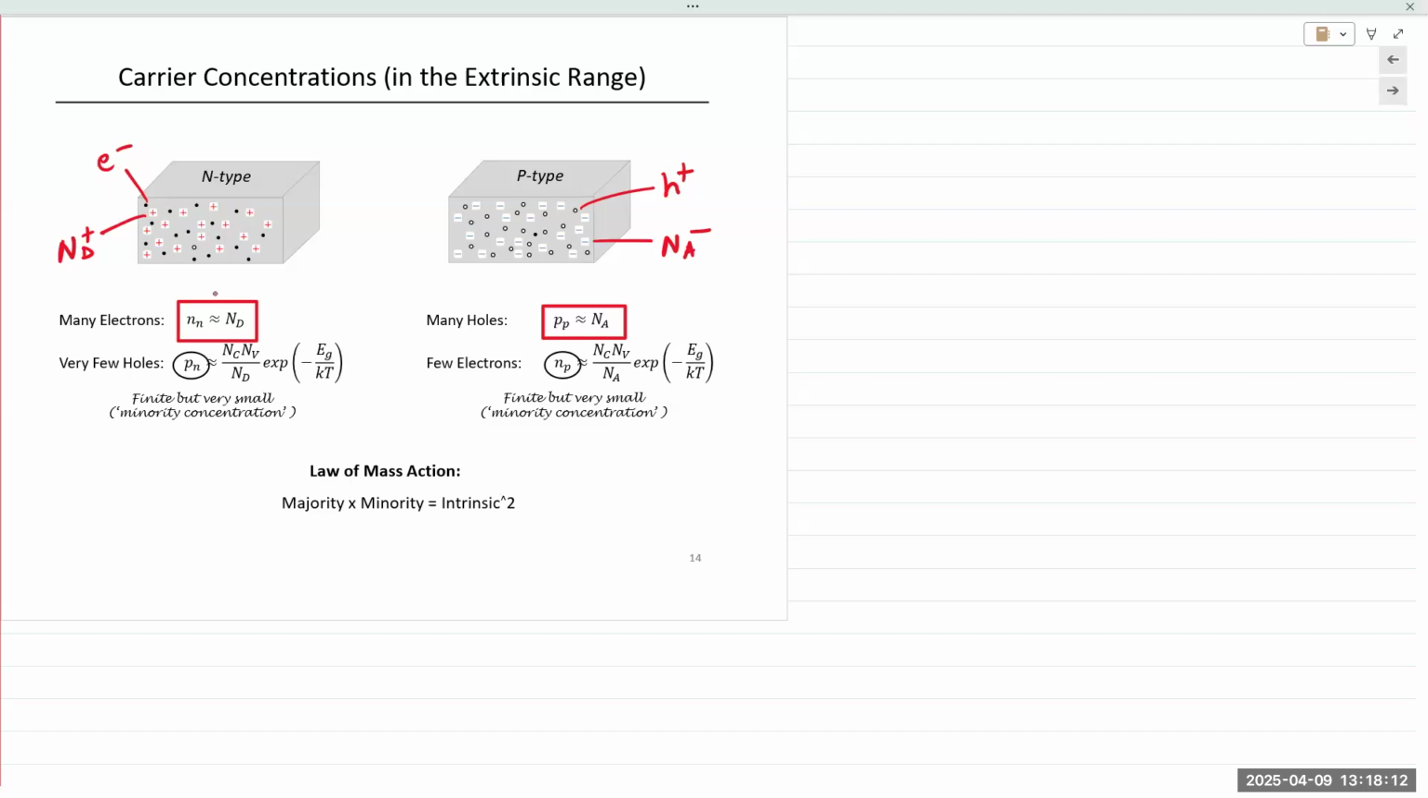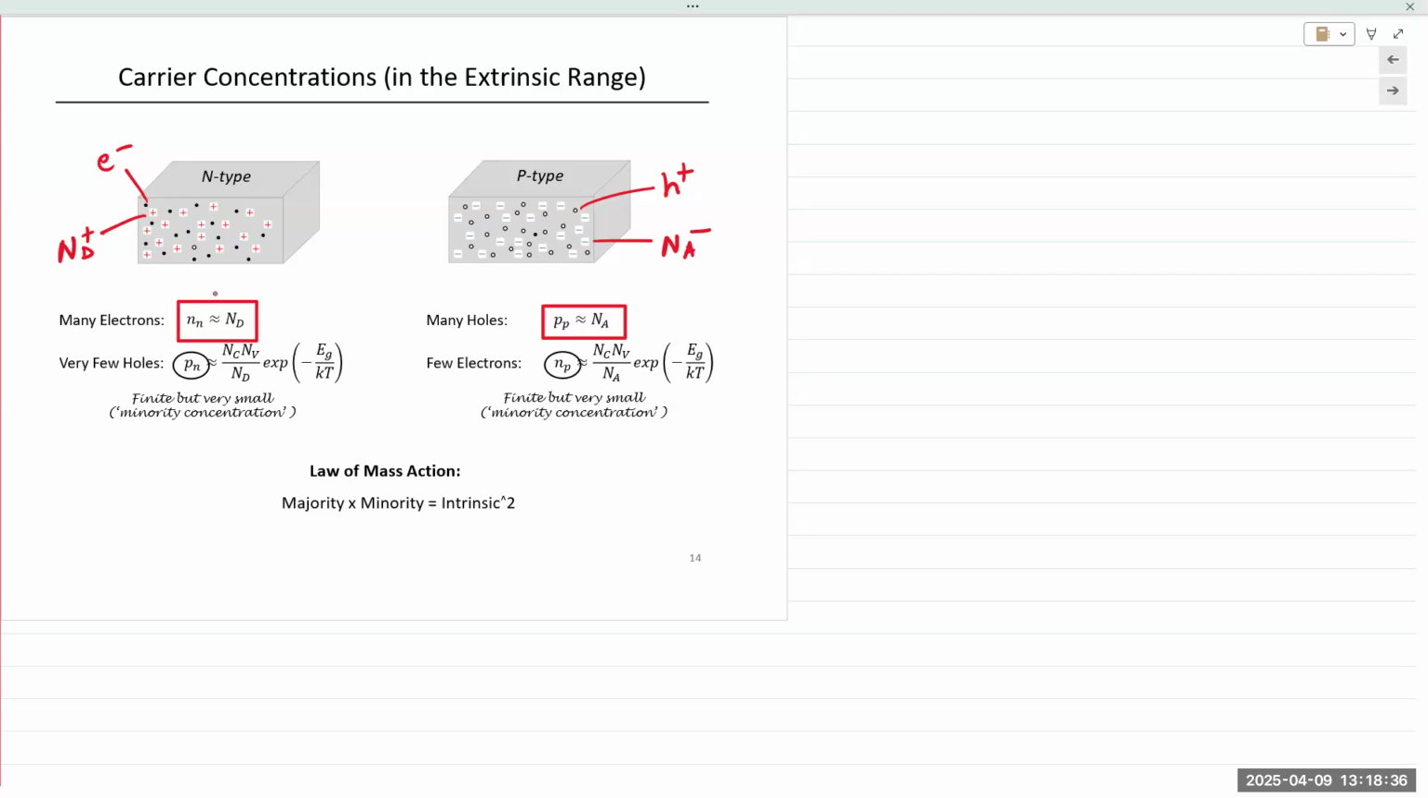These black dots are electrons, and these circles are holes. There's one circle here just to note that the number of holes is far less than the number of electrons. So it's a good question.